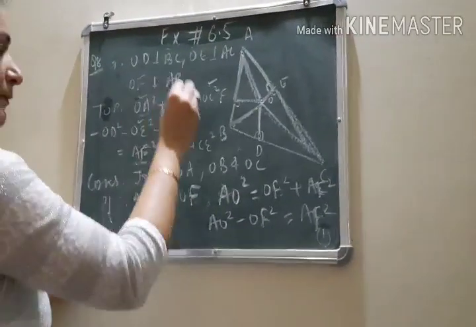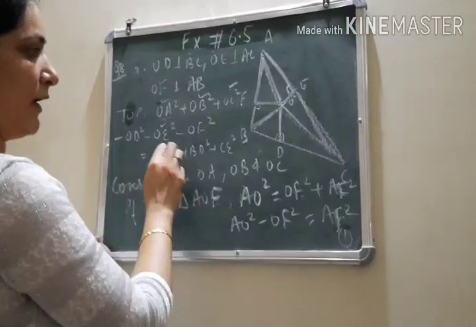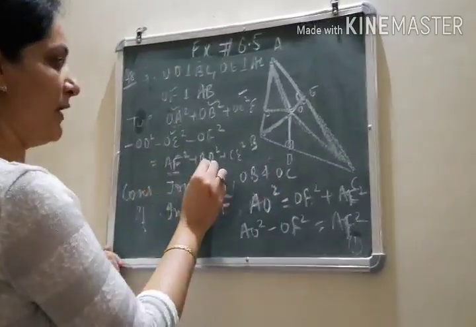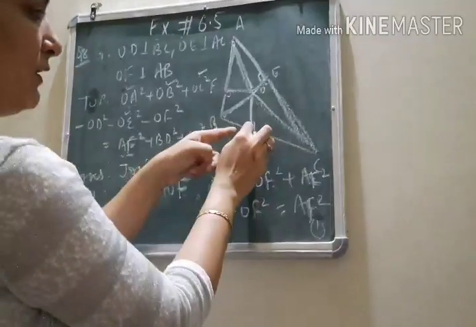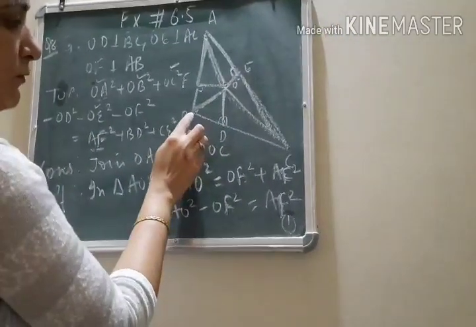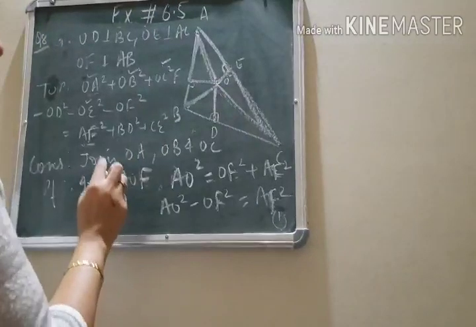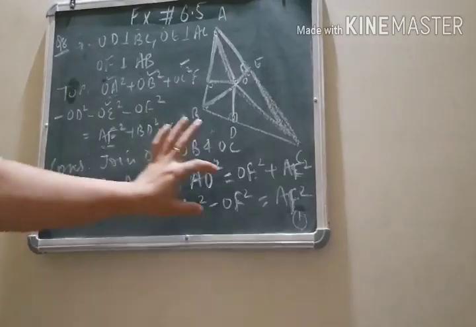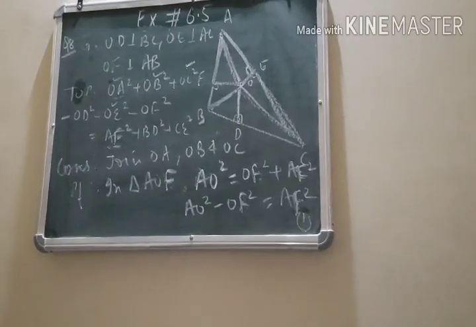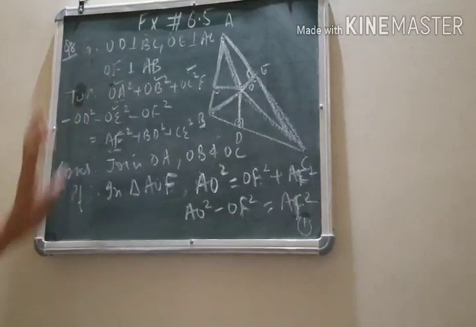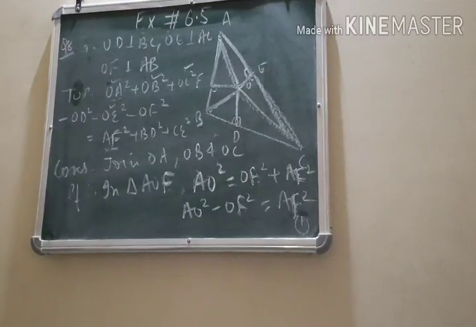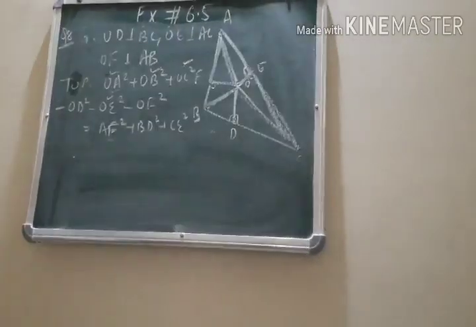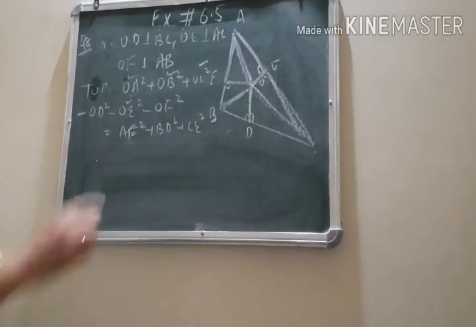Then I require OB square, and with OB you can take OD, OB and OD and then BD. So take this triangle, you will write OB square is equal to OD square plus BD square, and then shift it to the other side, you will get this type of equation. Similarly, we will take the third triangle, add all the 3 equations, you will get this first part. For the second part of this question, we will get it from the first part only.